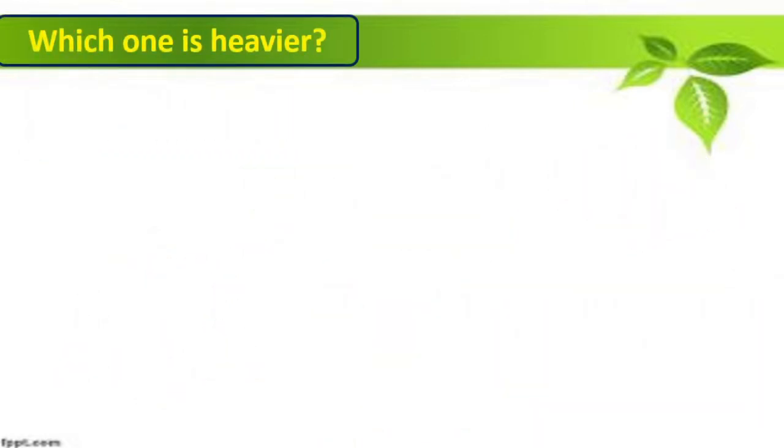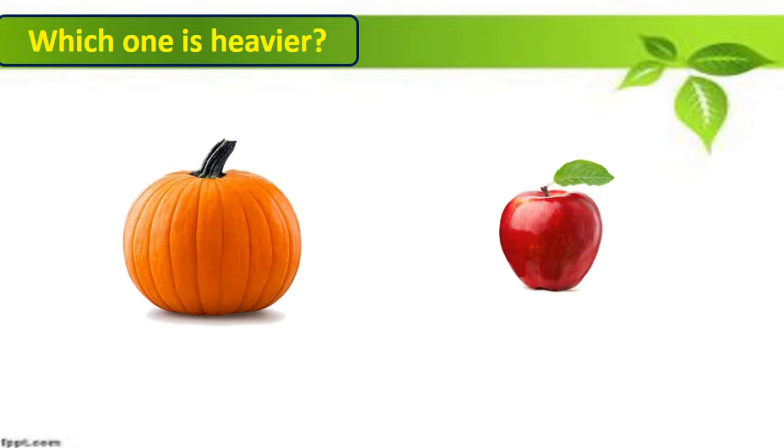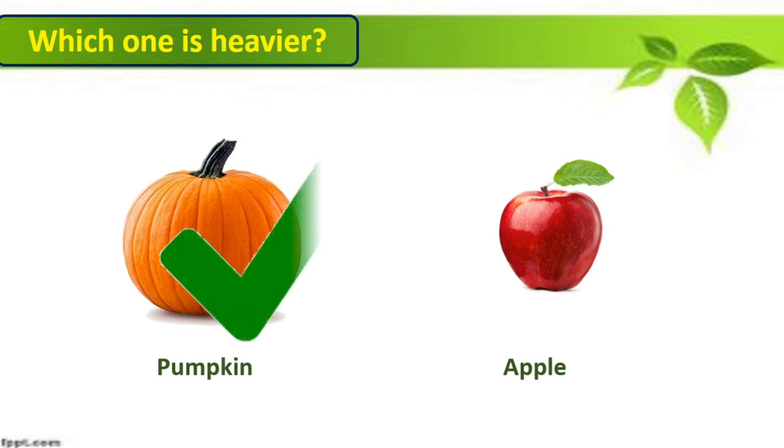Now come on dear children, tell me which one is heavier. You can see a pumpkin and an apple on the screen. Yes, which one is heavier? Heavy in weight? Yes, very good. Pumpkin is heavier than an apple, isn't it? By observing the shape and size of the pumpkin, we can easily say that pumpkin is heavier than an apple.